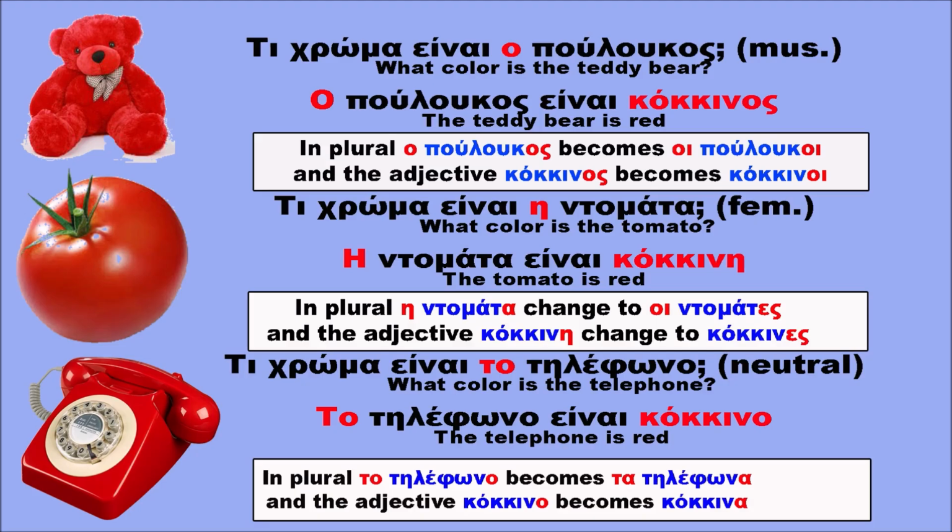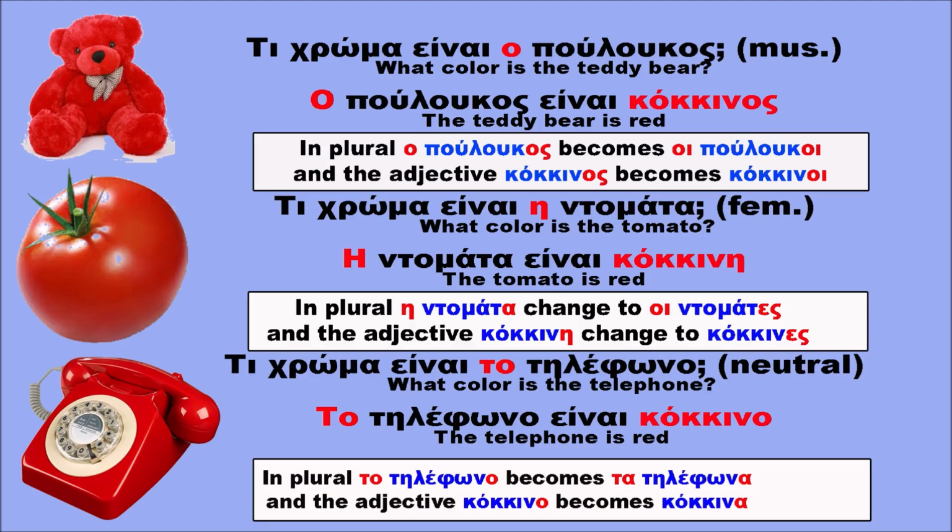Τι χρώμα είναι η ντομάτα? Feminine. What color is the tomato? Η ντομάτα είναι κόκκινη. The tomato is red. In plural, η ντομάτα changes to ντομάτες. And the adjective κόκκινη changes to κόκκινες.